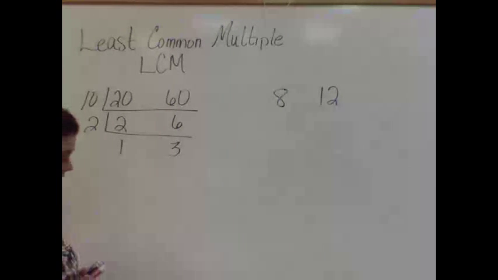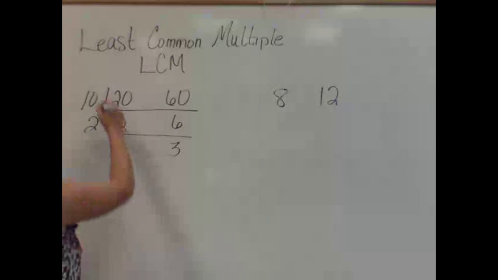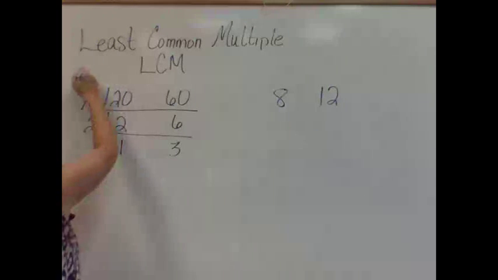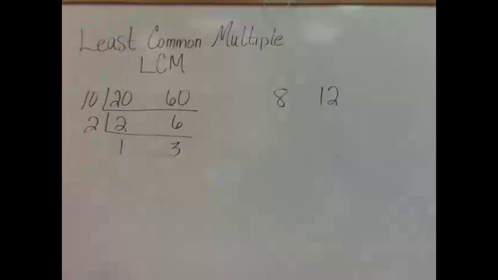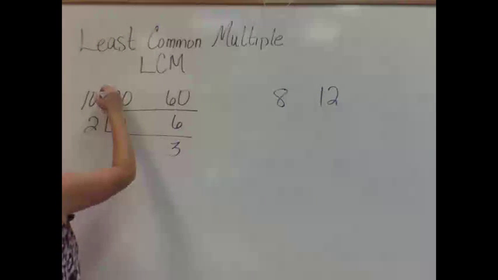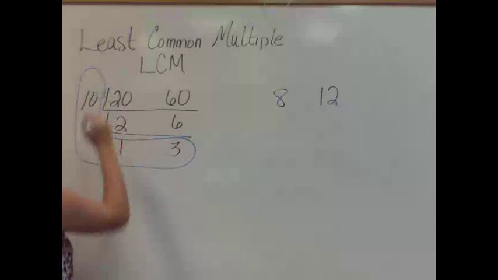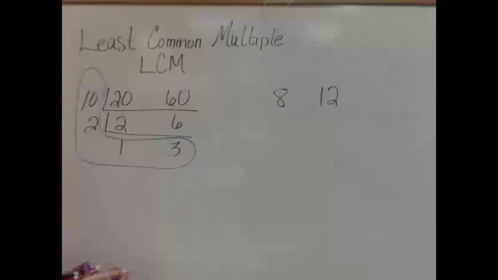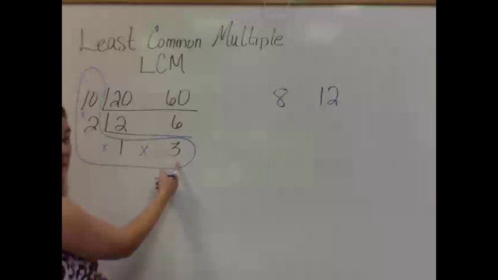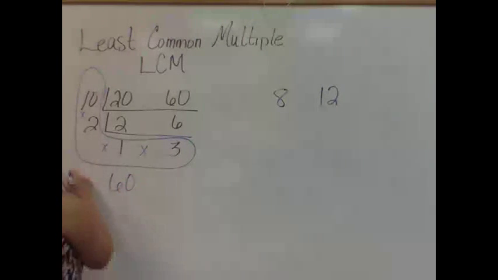Now, the cool thing about the slide method is to find the LCM, I draw a big bubble letter L around the outside of my slide. Now, to find the LCM, I take each one of these factors and I multiply them by each other. 10 times 2 is 20. 20 times 1 is 20. And then 20 times 3 is 60. So my LCM for these is 60.